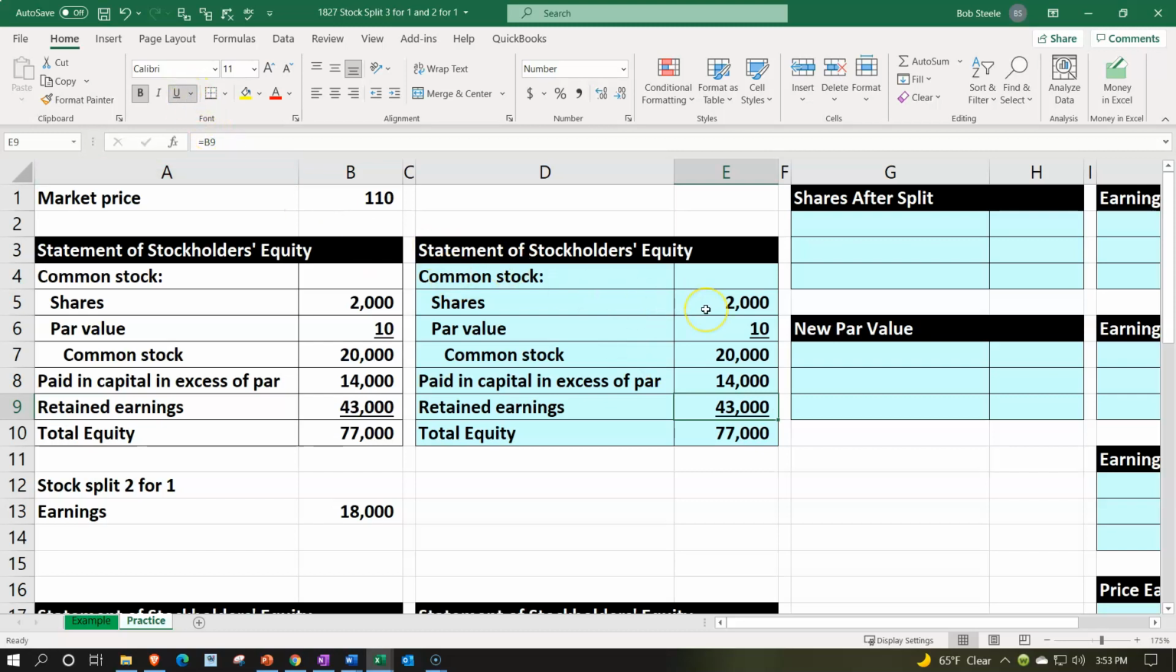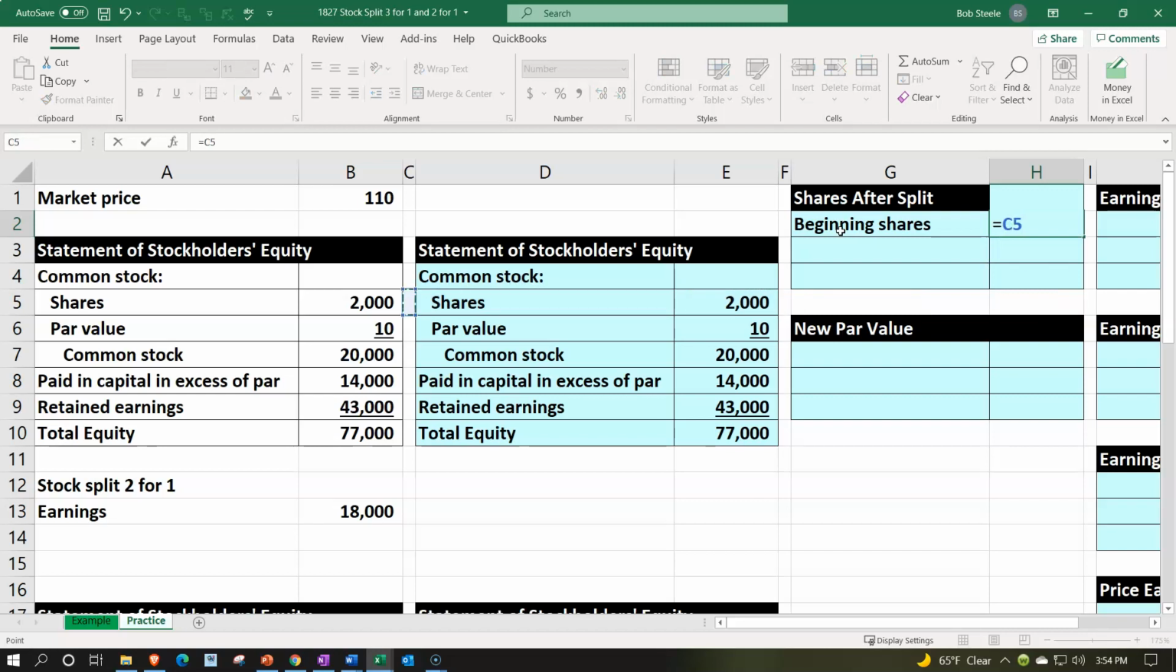So after we do the calculations, I'm going to come back in here and change these numbers in our blue equity section. Let's think about what the shares will be after the split if we have a 2-for-1 stock split. So we got the beginning shares, which is going to be equal to the starting point of the 2,000. We want to pull the 2,000 from this section, not over here if you're using a formula, because we're going to change these items here.